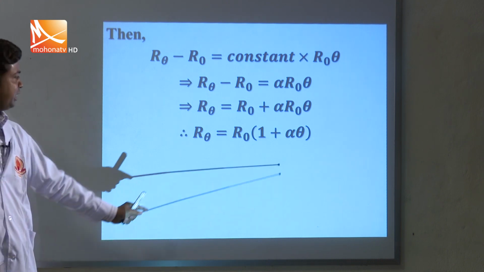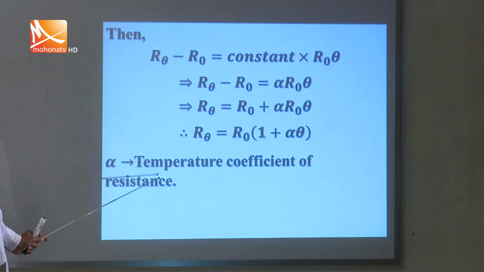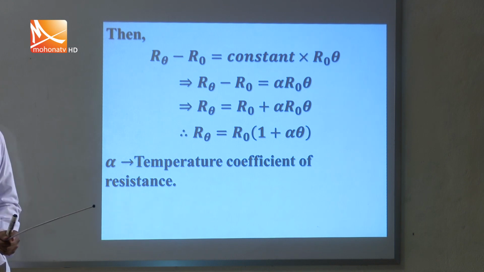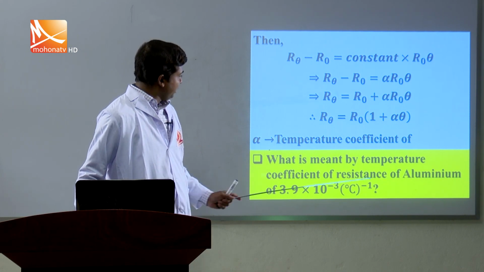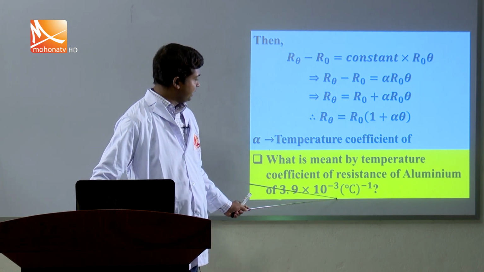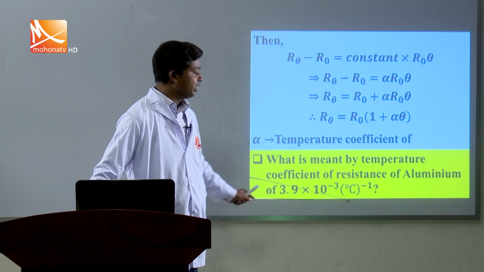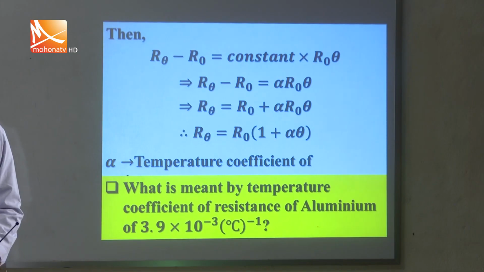And there is something new here, that is alpha. Now, I am going to discuss alpha. Alpha is basically known as the temperature coefficient of resistance. So, what is the temperature coefficient of resistance? What is meant by the temperature coefficient of resistance of aluminum being 3.9 times 10 to the power minus 3 per degree Celsius? My dear students, you can write per Kelvin also. Per Kelvin and per degree Celsius, in this case both are the same. So, what does the temperature coefficient of resistance of aluminum, 3.9 times 10 to the power minus 3 per Kelvin or per degree Celsius, indicate?